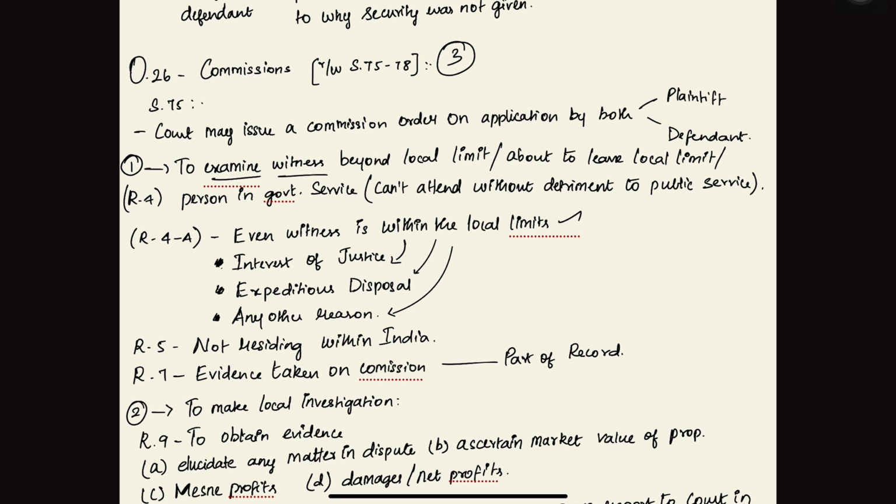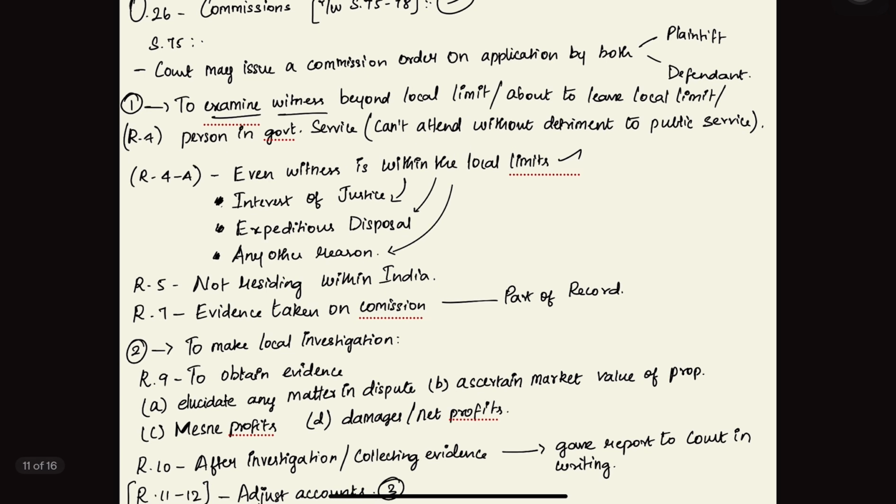And Order 26 deals with commissions. It should be read with sections 75 and 76 to 78. This is the third kind of interim order. Section 75 deals with when a commission can be issued. So commission can be issued by an order upon an application made by both plaintiff and defendant. One thing that should be remembered is that the application for issuing commission can be made on the part of both plaintiff as well as defendant.